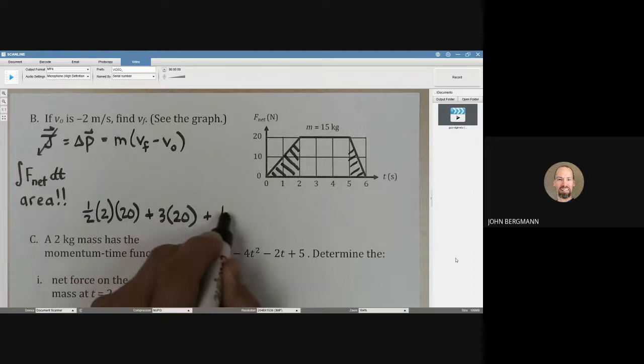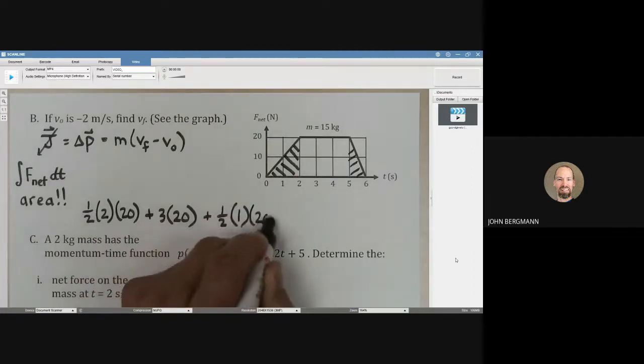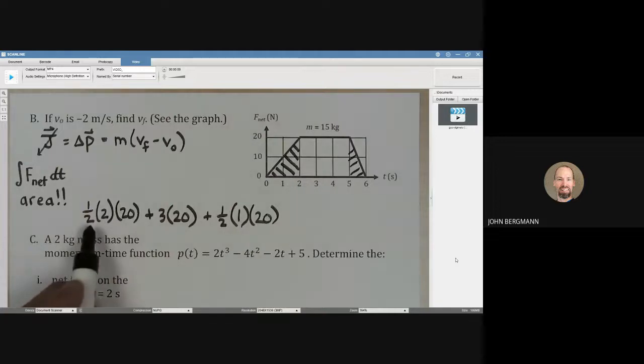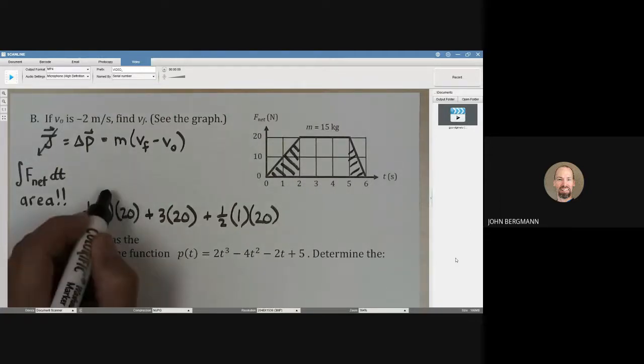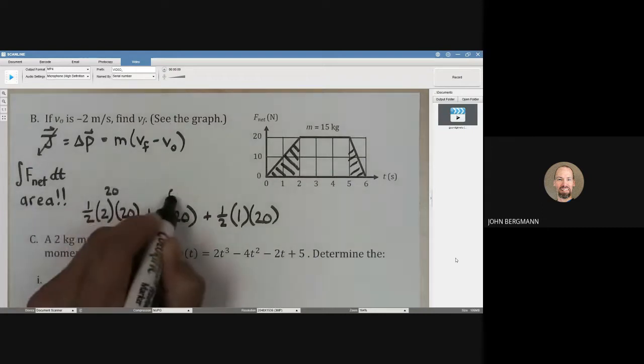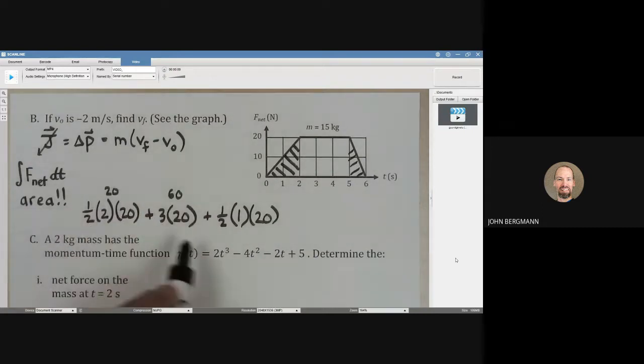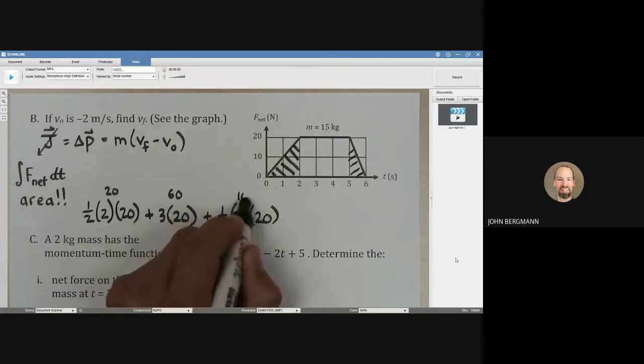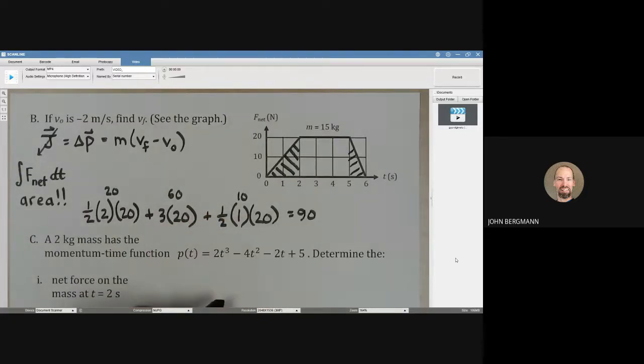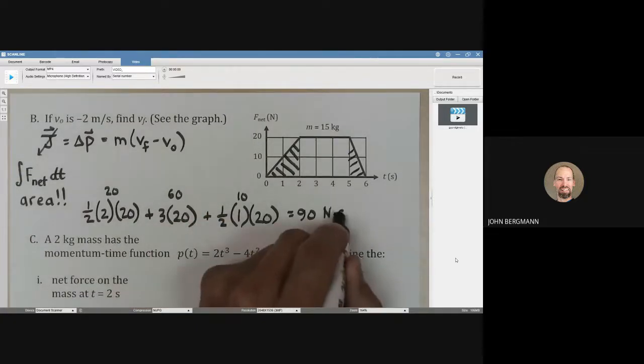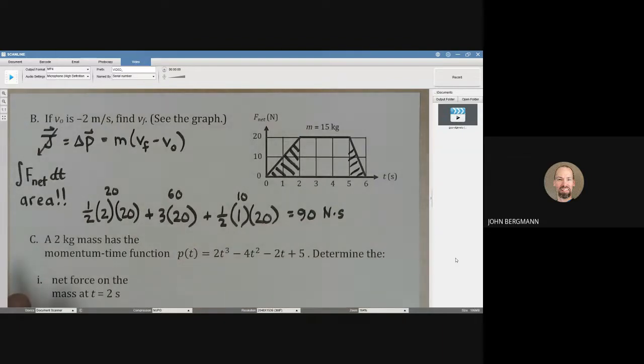What about the other triangle? What's its area? 1/2. Width is 1. Height is 20. All right, what's that come out to? This is 20. That's 60. Let me scribble these in so I don't lose myself here. That's 20, that's 60, and that's 10. What's that come out to? 90 Newton seconds, which is the same as a kilogram meter per second. So that is the left side of this.